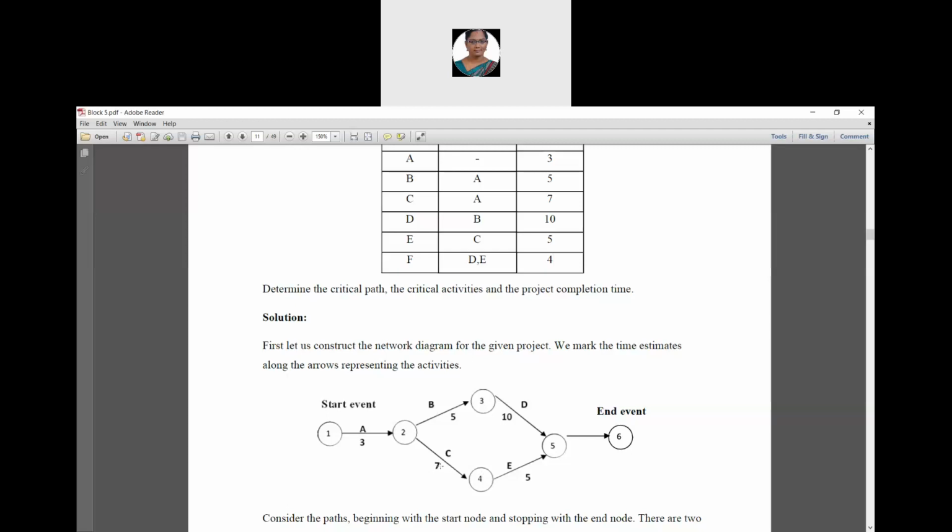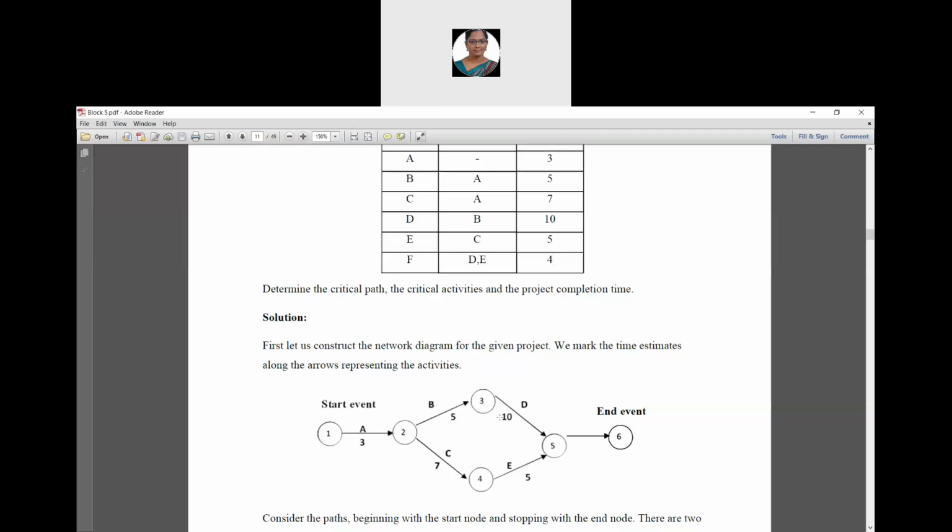Okay. Then see here, D has the predecessor activity B. So we have to draw a path between 3 and 5. Okay. So its activity name is D and D has the predecessor activity B and the time duration for activity D is 10.